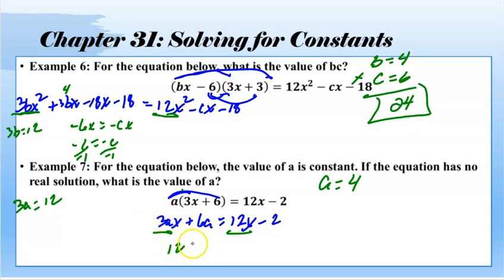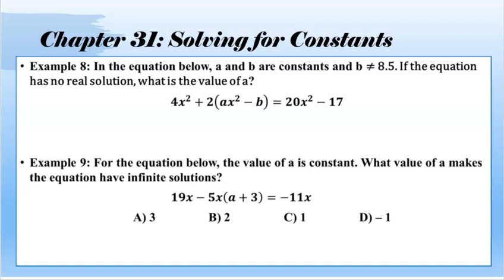plus, if I put a 4 in for a, that's going to give us 24. And that has to equal 12x minus 2. If I were to get all the x's to one side, I'm going to be left with 24 equals negative 2. That never happens, so therefore no solution. So our A is going to be 4.